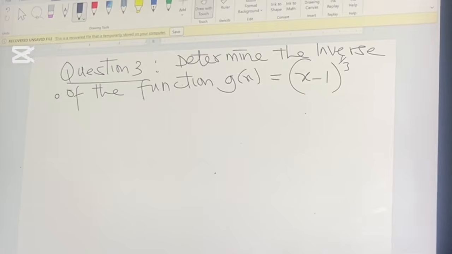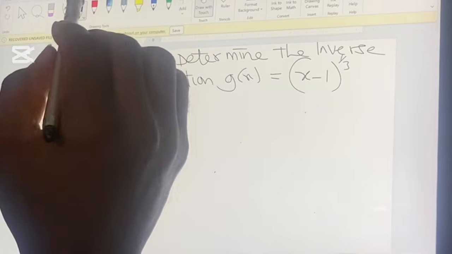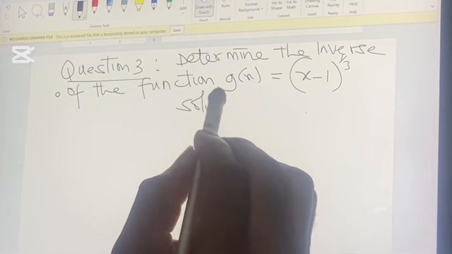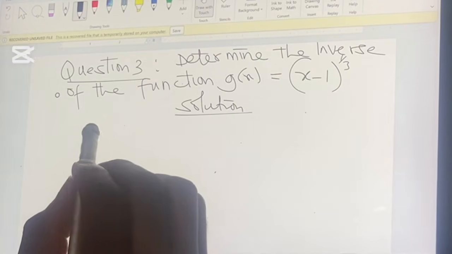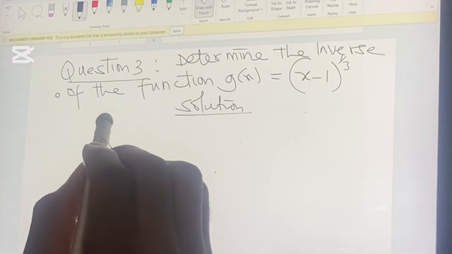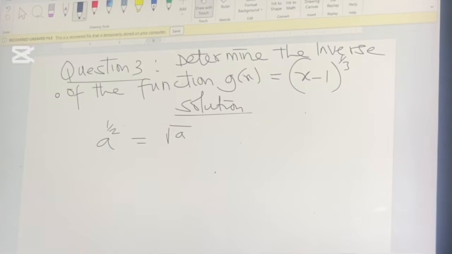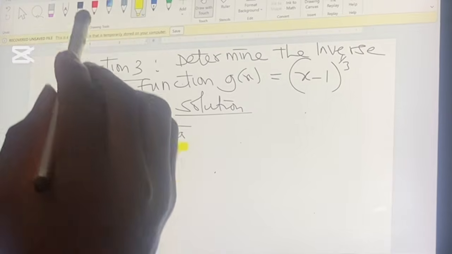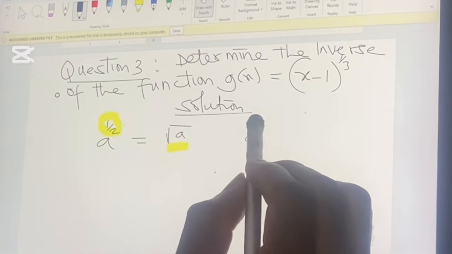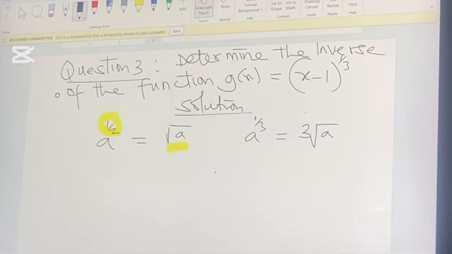Given question 3 here, they said determine the inverse of the function g of s equal to s minus 1 raised to power 1 over 3. Okay, let's solve this question here. Before we solve this question, we have to understand that in indices, if I have a raised to power 1 over 2, it is the same as square root of a. So this root as a power is this here. If I have the same thing here, a raised to power 1 over 3 is the same as cube root of a. Please take note of this, okay?